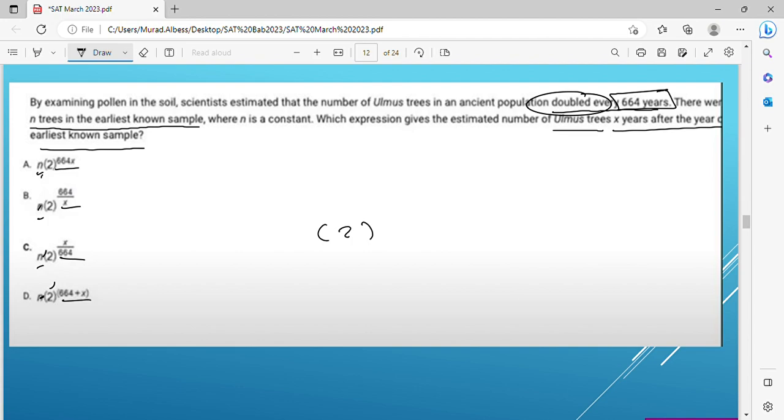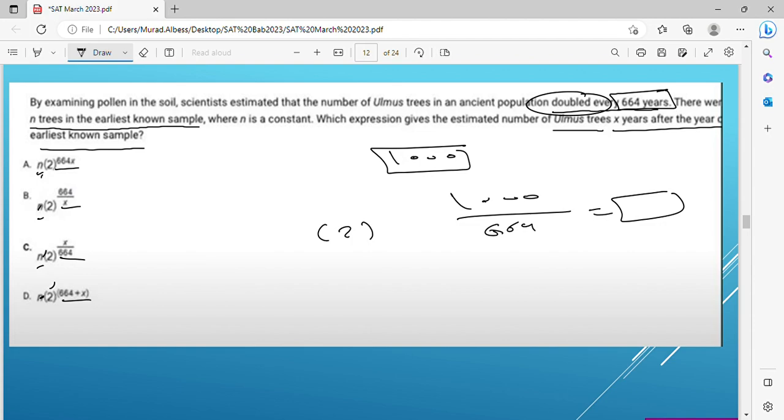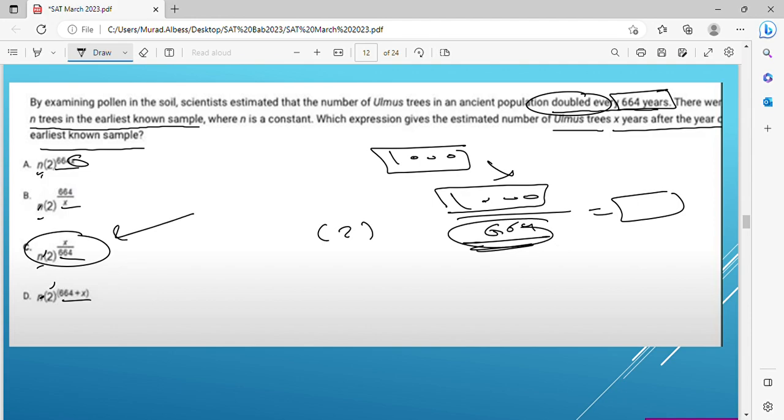Every 664 years, if I have 1000 years, how many doubles? I should divide it by 664 to get how many doubles. Not times. I will divide the years by 664. So that's the answer. I will divide the number of years by 664 to get how many doubles. So the answer is C.